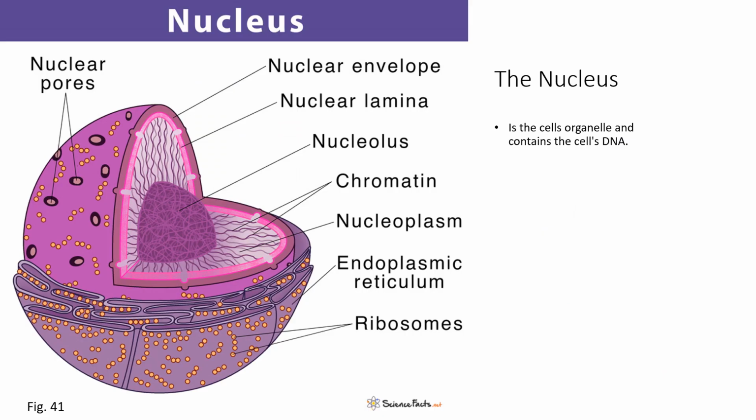Here we have the nucleus and the different parts. We got your nuclear envelope, the nuclear lamina, the nucleolus, nucleoplasm, chromatin, endoplasmic reticulum, the ribosomes that give the rough ER its rough edges, and your nuclear pores.